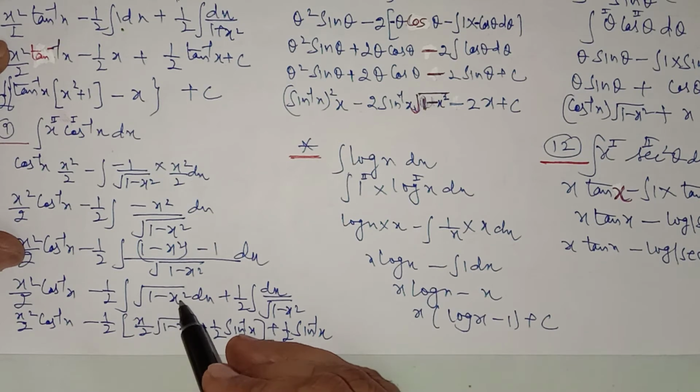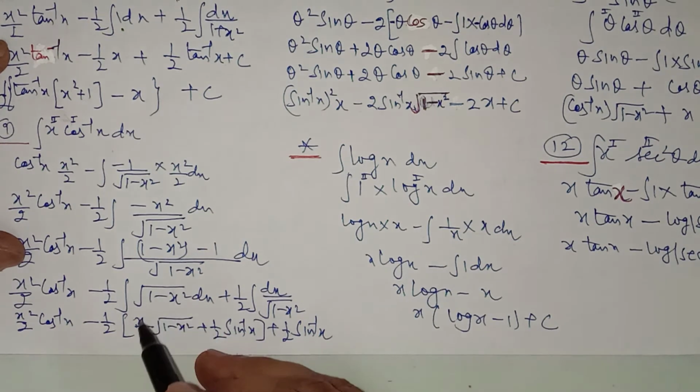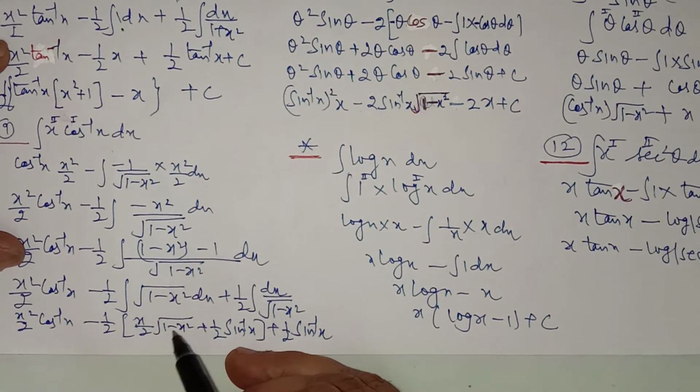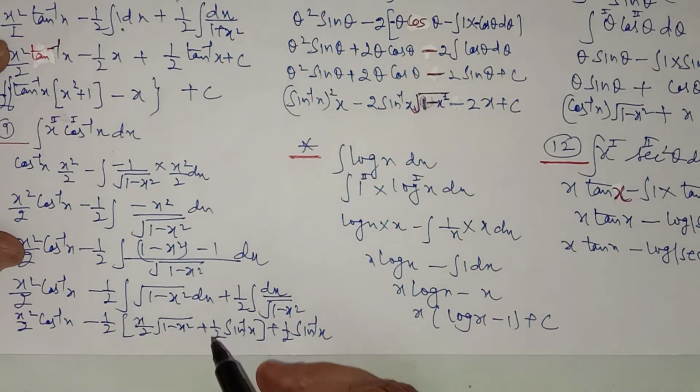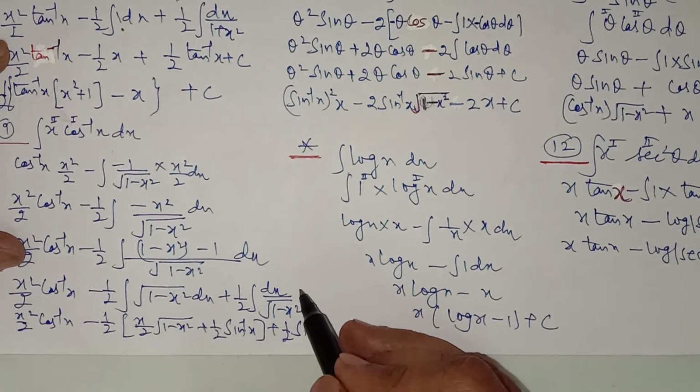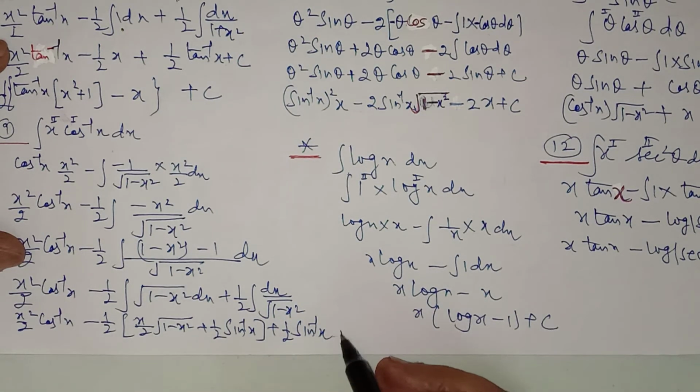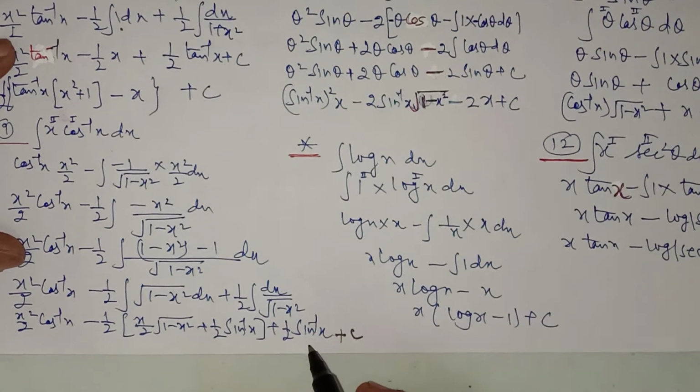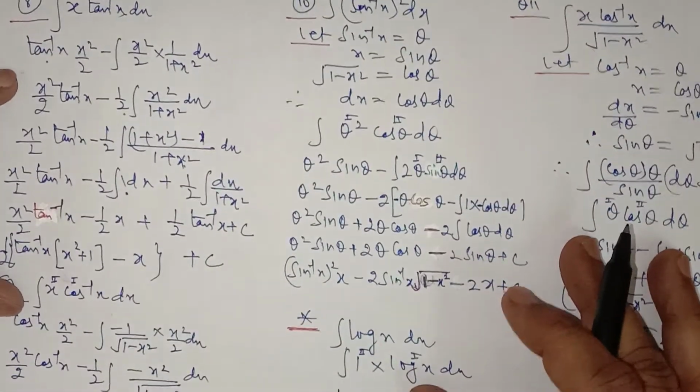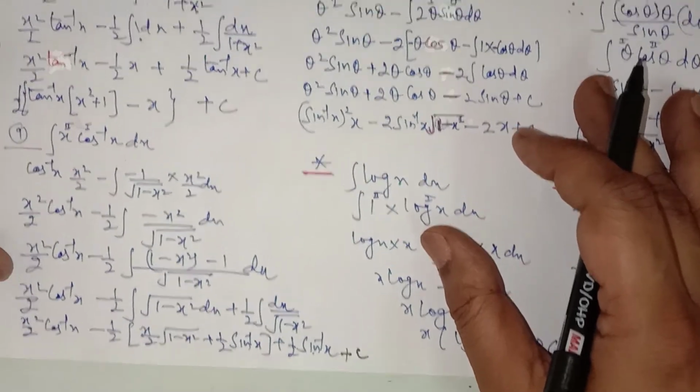Under root a square minus x square, the integral is x by 2 under root a square minus x square plus a square upon 2 sine inverse x upon a. This is a special integral, and this gives the inverse of sine x plus c. You can collect the terms containing sine inverse x in this, and you can separate the others. Like this you can do it.